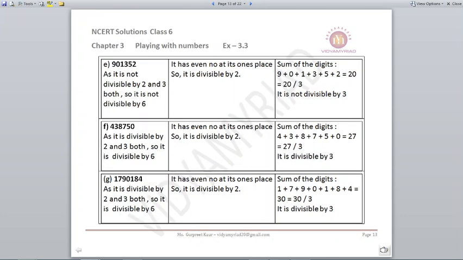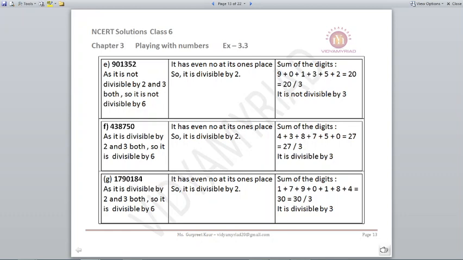Next, 901352. 2 is an even number, so it is divisible by 2. But when we add all the digits together, it is coming as 20, which is not divisible by 3. So hence it is not divisible by 6 also.